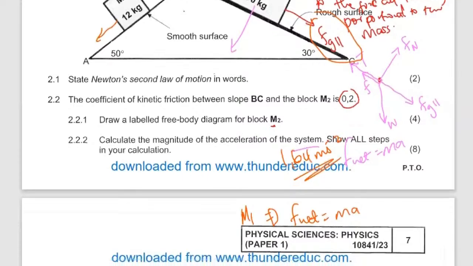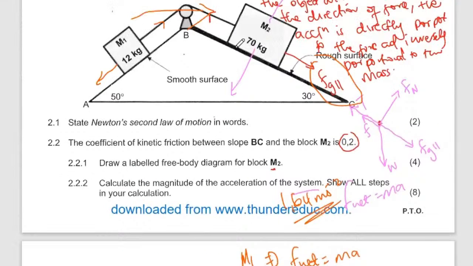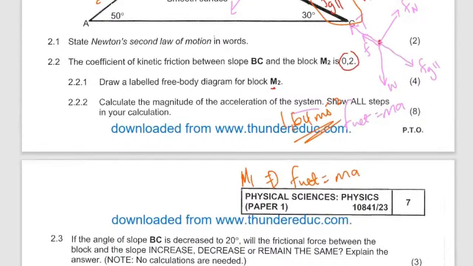Okay. Then 2.3, they're telling us if the angle of BC is decreased to 20, will the frictional force between the block and the slope increase, decrease, or remain the same? Will it decrease or increase?